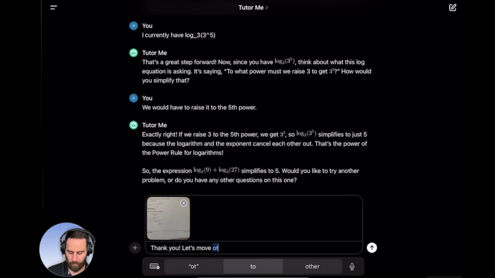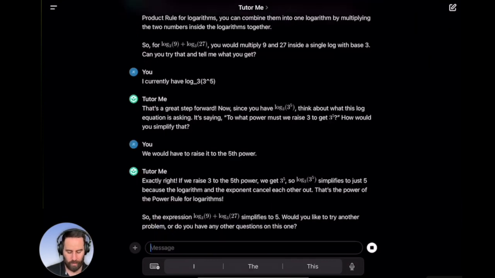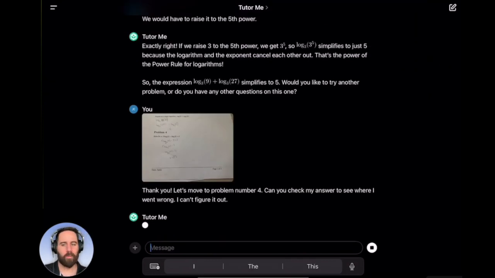Let's move to problem number 4. Can you check my answer to see where I went wrong? I can't figure it out. Let's say you look at your answer. I knew that was wrong because in most classes like this, you're not given a calculator, so the answer is going to be a whole number, and it's not a whole number.